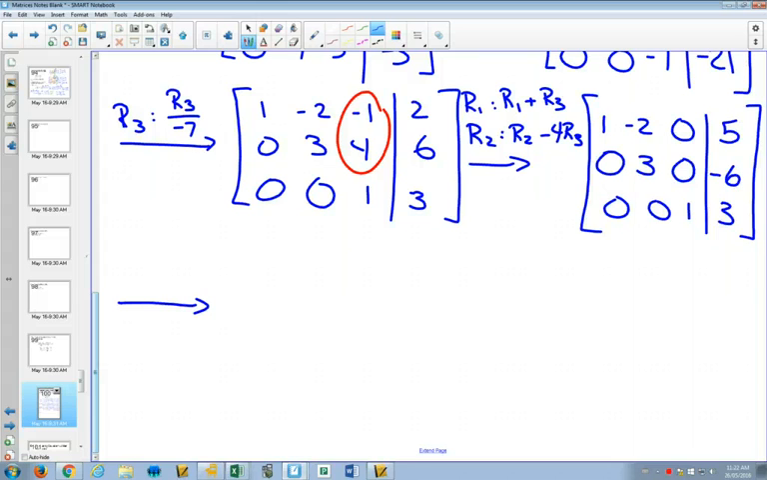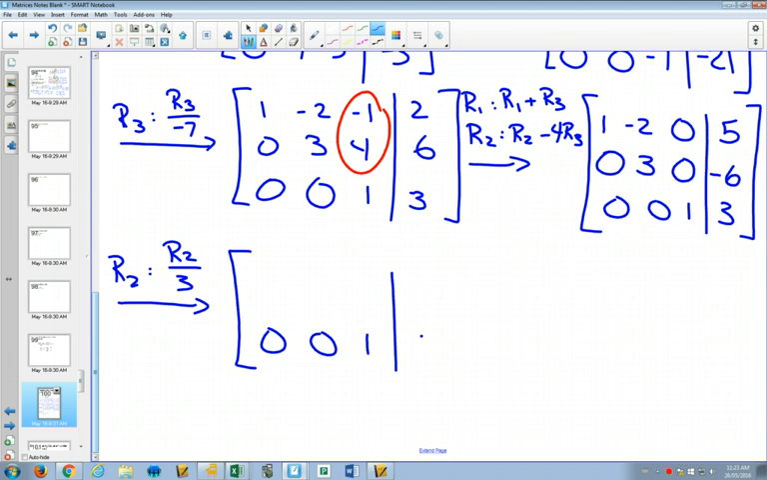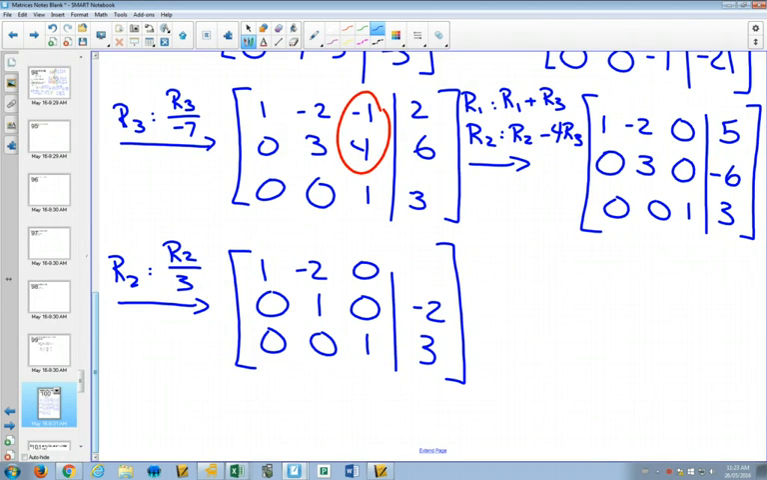At this point, I only have one more 0 to make. Life will be easier if I take that row 2 and divide it by 3, to make that middle number a 1. And now the last thing that I need to do is get that 0 in row 1. I can do that by adding 2 row 2s to it.